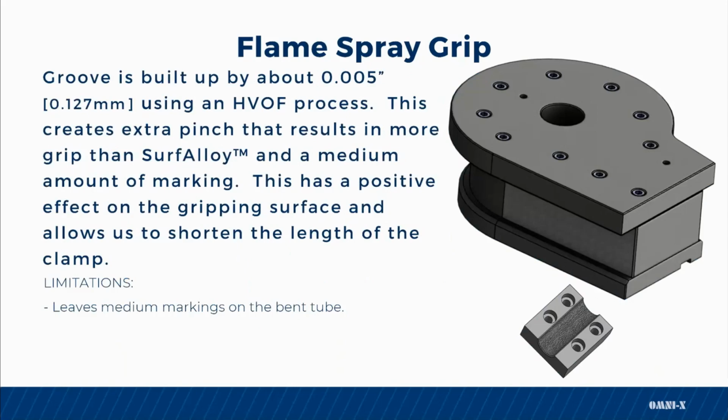Flame spray uses a high-velocity oxygen fuel process to build up the tube groove by about 0.05 of an inch. This creates extra pinch that results in more grip than surf alloy and a medium amount of marking. This has a positive effect on the gripping surface and allows us to shorten the length of the clamp.